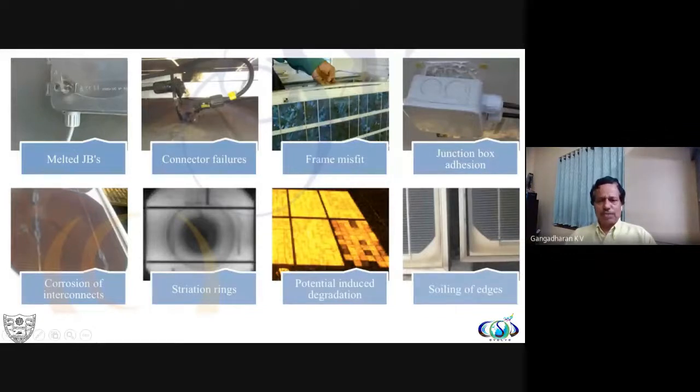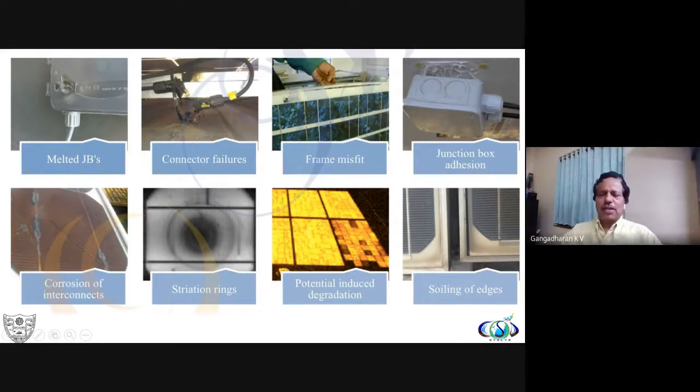The connector failure, we have been seeing this quite often, and it essentially comes from poor workmanship. And frame misfit is also most of the time coming from poor workmanship. Junction box adhesion: the junction box is normally kept on the back side of the PV panel, and that also comes down, and the looseness can increase the temperature at the junction because of the loose contact or contact resistance, etc. So, corrosion on interconnection.